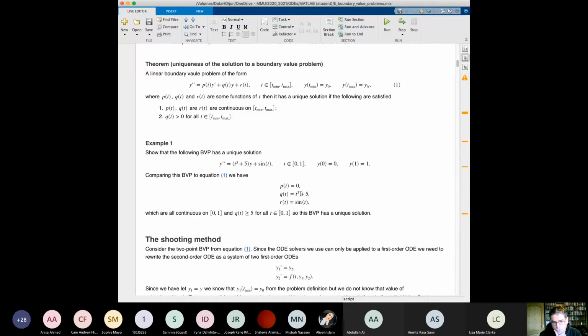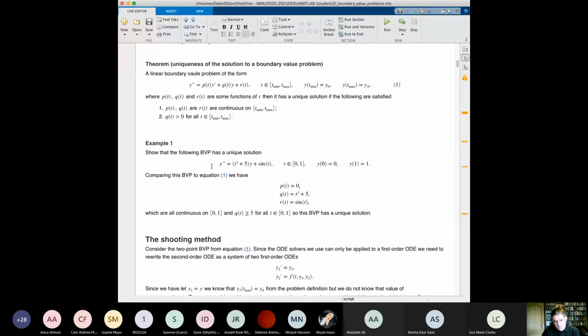So in other words, we can draw these. p(t) would just be a horizontal line at y = 0, and we've got a cubic, and we've also got a sine function. So they're all continuous. Now q(t) is positive in our range. It's actually never less than 5 in the range we're looking at, so therefore it must be positive. So these two conditions are satisfied. So this BVP has a unique solution.